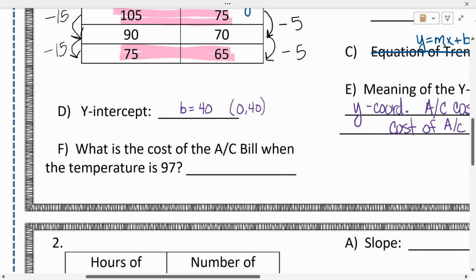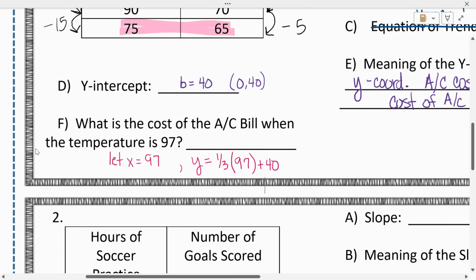So question F says, what is the cost of the AC bill when the temperature is 97? What does that mean? What do we have to do? What variable represents the temperature? x. So this is the same thing as saying let x equal 97. So my equation, y equals 1/3 times x, which is 97, plus 40, will give us the cost. So what is that? What is 1/3 times 97 plus 40?